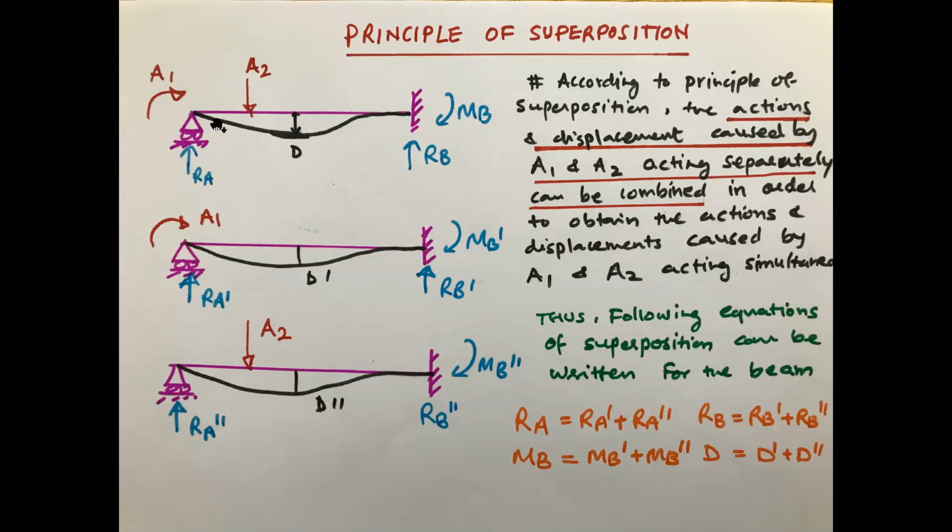I can call it theta A, because this is a roller support. It will rotate, and because of the combined effect we have theta A, but this moment alone will cause theta A dash. And because of A2, you can have theta A double dash. And I can write my superposition equation for rotation at support A: theta A is equal to theta A dash plus theta A double dash. So I hope all of you have understood. Anybody who has any questions, please ask me right now.